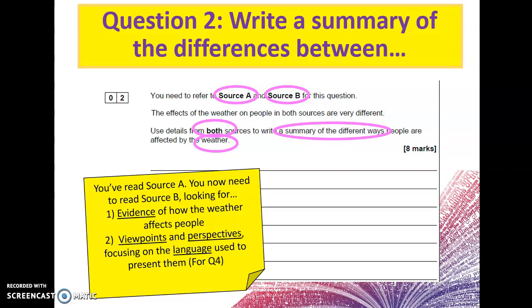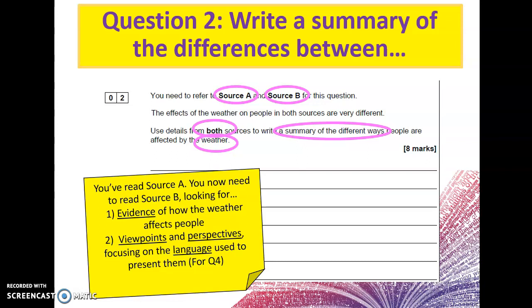So you've read source A, you've read about how they were affected by that storm that hit the mountain, and one of the ways they were affected was being stunned by the sight of it. They were mesmerised by it. You could talk about how they were afraid of it. You could talk about how it destroyed the camp, how they described how the wind ripped through their tents and belongings. So you've got lots of different examples there of how the weather has affected people.